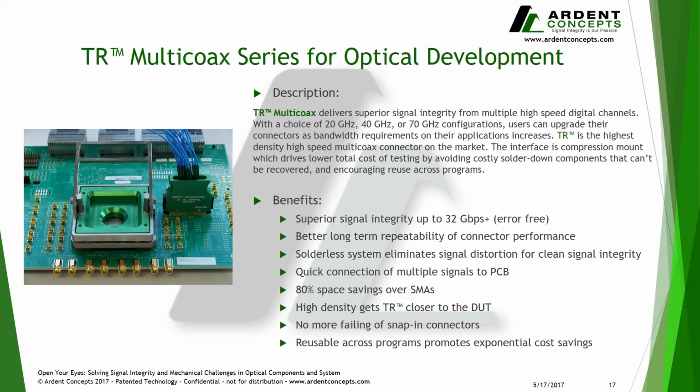The interface is compression mount, just like all of our other technology, which drives lower cost of testing by avoiding the costly solder down components that can't be recovered and encouraging reuse across programs. So again, you're going to see superior signal integrity up to 32 gigabits per second, error-free, and a better long-term repeatability of that connector performance in a solderless system. You're also going to see some space savings over SMAs, which we'll talk a little bit about later.